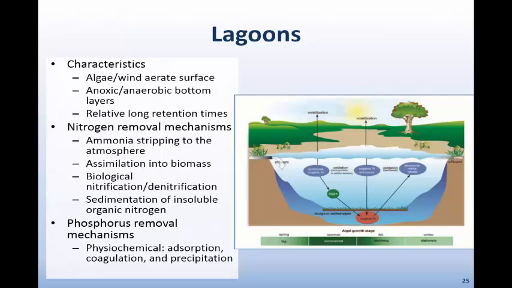Facultative essentially means that the surface is aerobic, which is due mainly to wind-aided aeration and diffusion of oxygen into those upper superficial layers, with more reduced or anoxic conditions as you go deeper into the lagoon. You can read the predominant removal mechanisms there for nitrogen and phosphorus in lagoons.